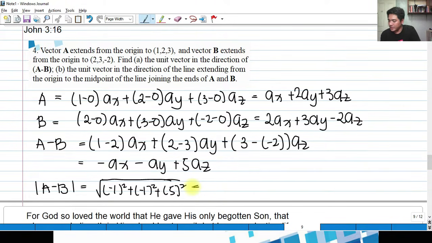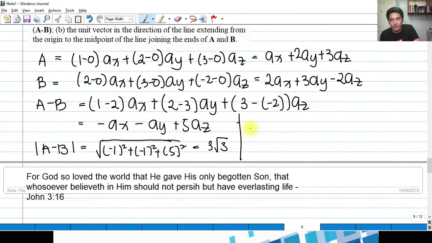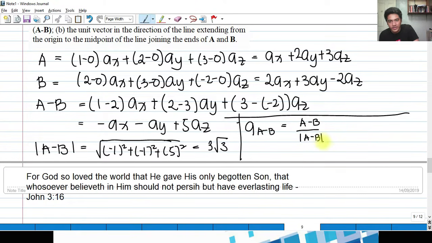So that corresponds to a magnitude of 3 square root of 3, if I'm not mistaken. So if we're going to get the direction, the unit vector in the direction of a minus b, we simply use the formula. The unit vector of a minus b is simply the vector a minus b over the magnitude of a minus b. The vector itself divided by its magnitude, of which we got it already.